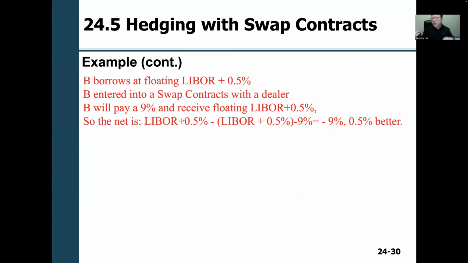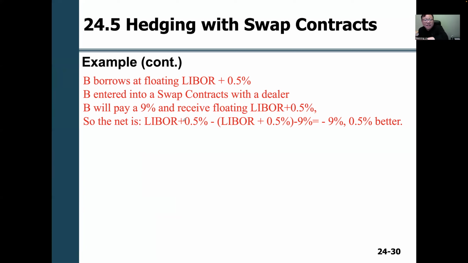So company A borrowed at floating, so that's the LIBOR plus 0.5%. And then B entered into a swap contract with the dealer. B wants to have a fixed rate. So he wants to pay a fixed 9% and receive the floating LIBOR plus 0.5% to cover the borrowing from the bank. Right? In that case, what is net, right?